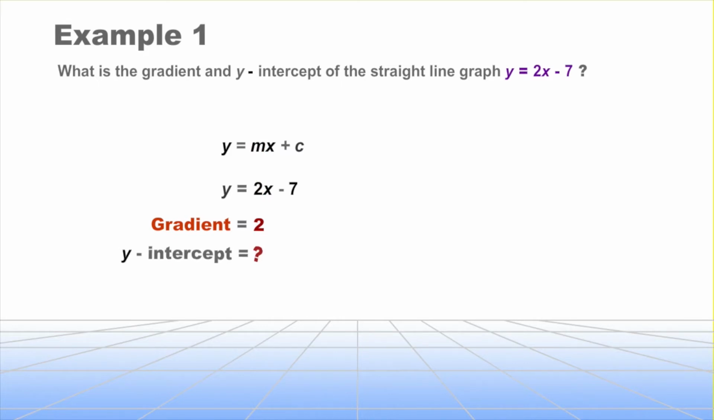Now, let us find the y-intercept of the graph. Since the constant in the linear equation is -7, the y-intercept, which is denoted by c, is negative 7.